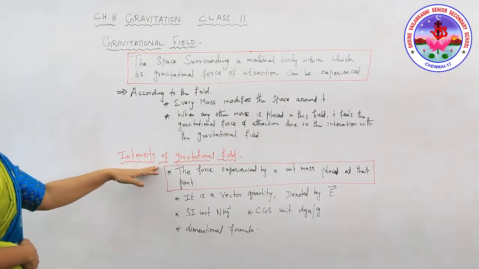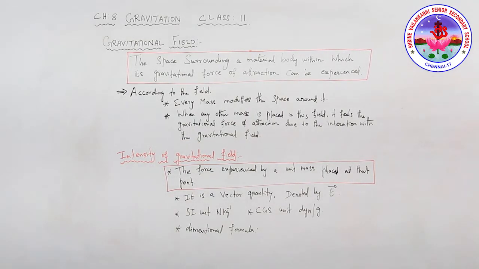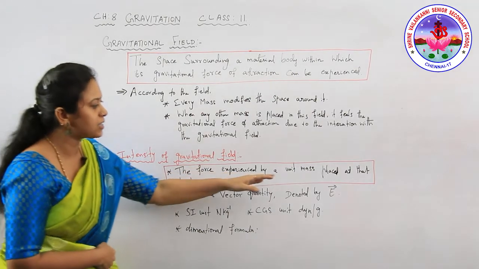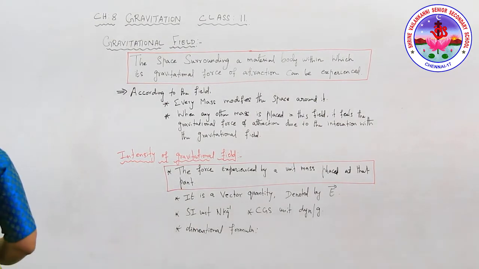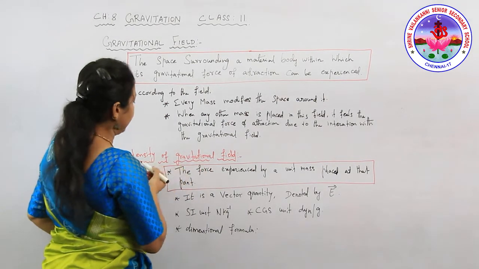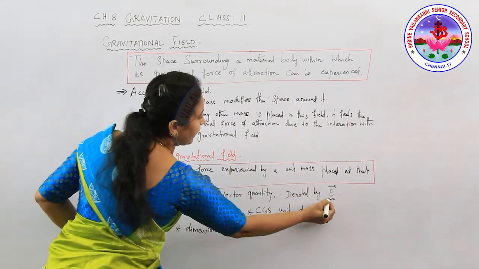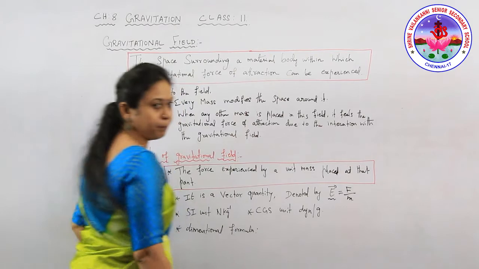The next one is intensity of the gravitational field. The gravitational field intensity at any point in the gravitational field due to a given mass is the force experienced by a unit mass placed at that point. So F equals E, the intensity of gravitational field, which is denoted by E. So E is equal to F by M, right?